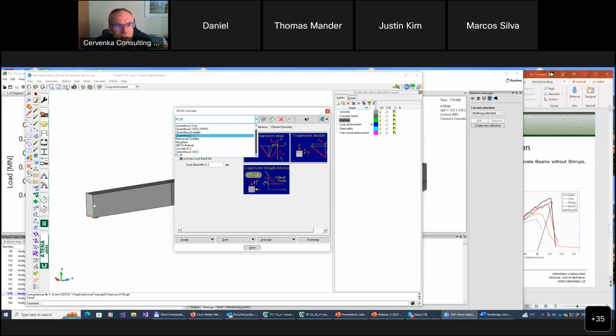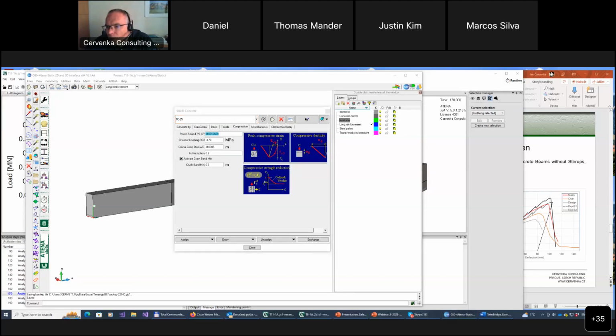So in ATENA, there is this cementitious 3 material, which has a better definition of the hardening in the multi-axial state of stress. But in my analysis, I'm usually finding that the difference is not so big. But if it is very important for you, then you should use the cementitious 3 material, which is a little bit more complex. It also requires a little bit finer load steps to have a successful and robust solution.